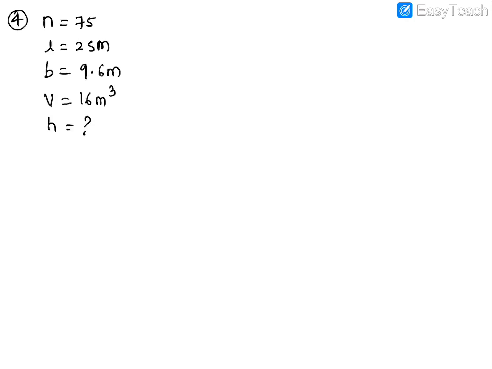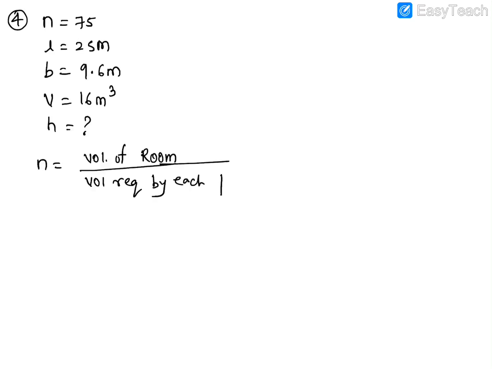Another challenge that you come across in this chapter is that the calculations are sometimes a little tough, so you need to be smart at simplifying the calculations. First, we can say that number of people is equal to the total volume of the room divided by the volume required by each person. Now what is the volume of the room? L into B into H. Volume required by each person is 16.